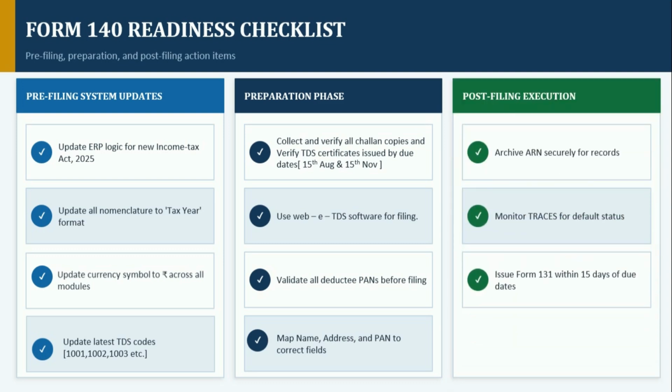Finally, the post-filing execution stage. Archive the ARN securely for future reference and record keeping. Regularly monitor Traces for any default notices or status updates. And issue Form 131 within 15 days of the applicable due dates. Following this checklist helps ensure a smooth, accurate, and compliant Form 140 filing process.